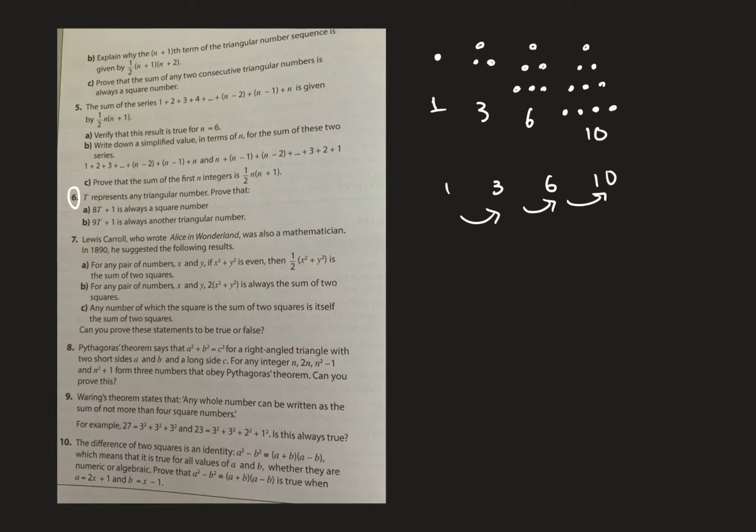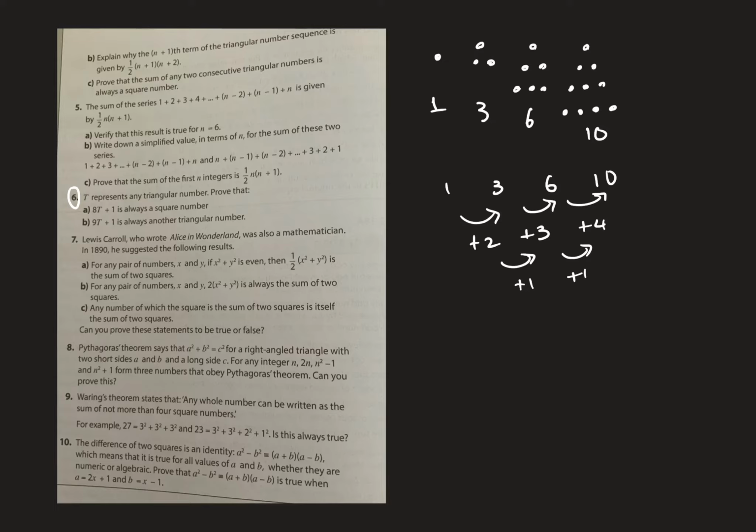Another tricky question I would say is question 6. T represents any triangular number. So what do we know about triangular numbers? Let's have a look. These are what triangular numbers are. We've got 1 dot, 3 dots, 6 dots, and 10 dots. So what is this sequence? I'm going up plus 2, plus 3, plus 4. So therefore, plus 1, plus 1.